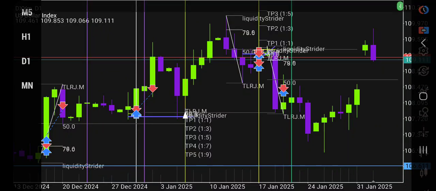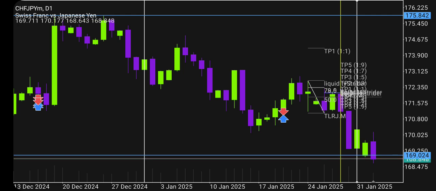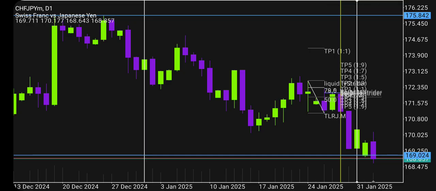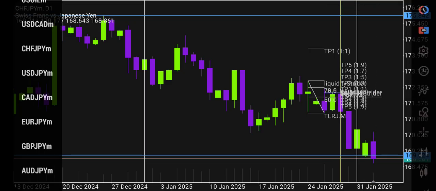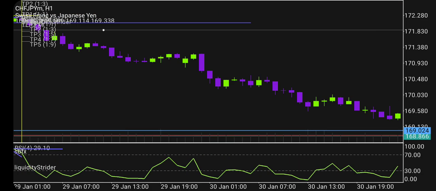Okay guys, now in this video I want to talk about the correlation of the JPY, the correlation effect that it has. Let me just switch off the trade history. Yeah, it looks a bit cleaner. So going down to a lower time frame, to an hourly time frame.